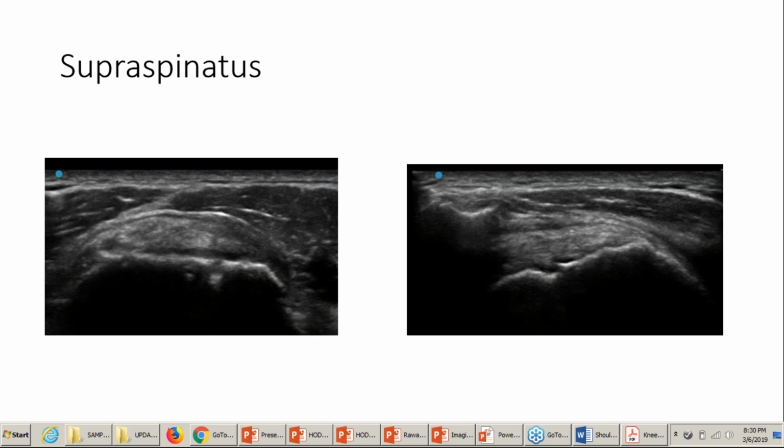Okay, can you go over the partial tear aspect of this image again? Because other than the degenerative changes, it didn't look like a partial tear to me. So that's why.